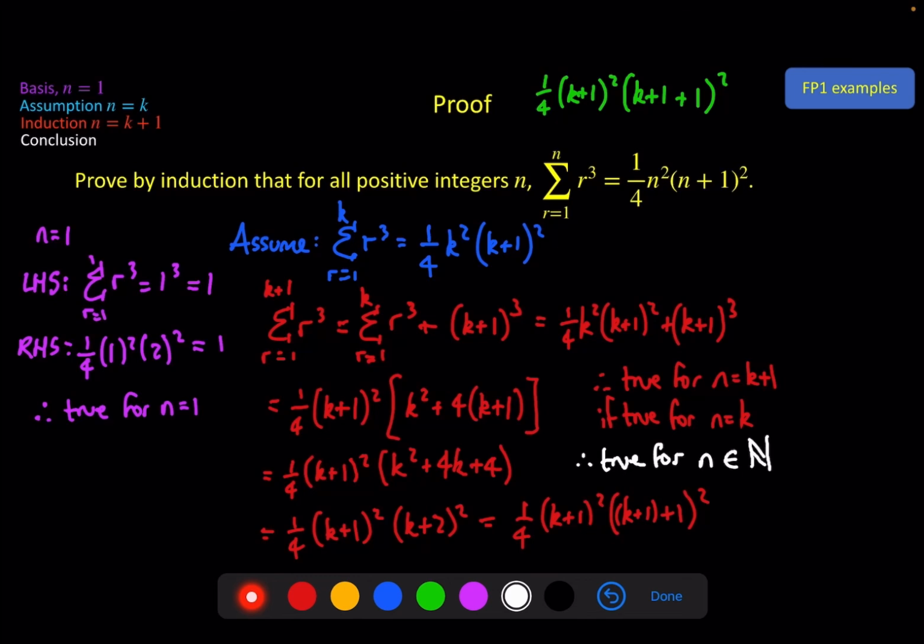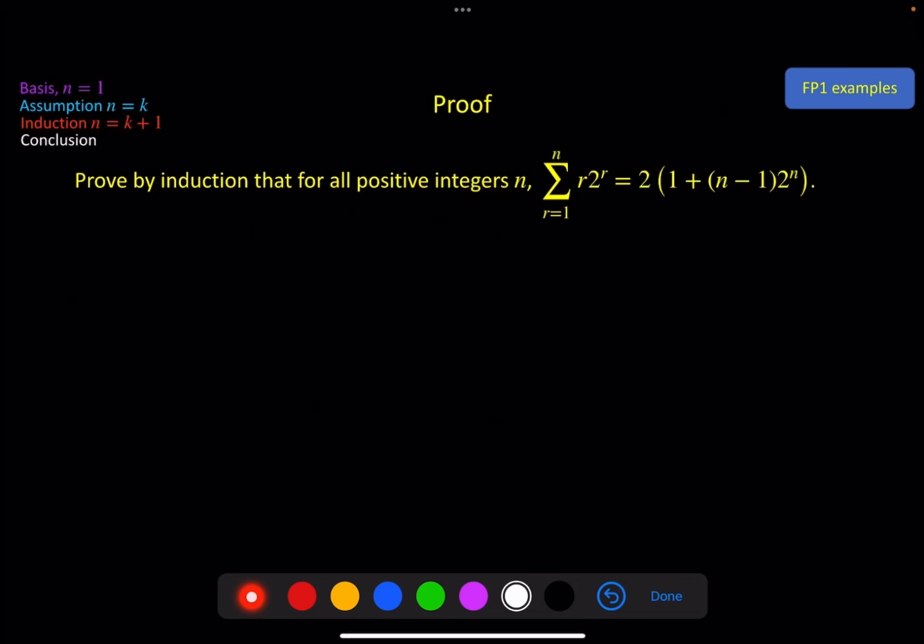And there we go. Final, slightly different, slightly more interesting example. Prove by induction that this is true. This is r times 2 to the power of r is equal to this expression. So do the same thing. Prove it's true when n equals 1.